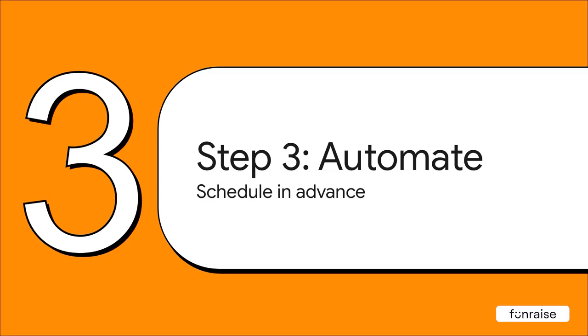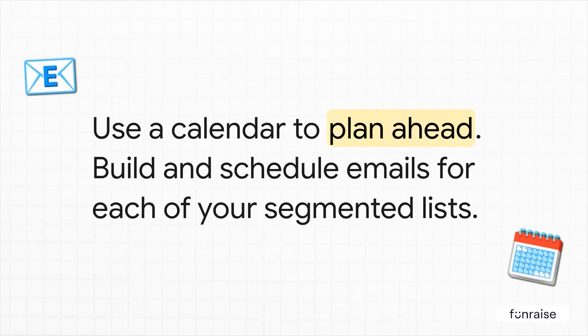And that brings us to the final step, step 3. This is where you get your life back. It's all about automation. By scheduling everything ahead of time, you can actually focus on engaging with your donors on Giving Tuesday instead of just staring at a send button all day. So where do you start? With a calendar. In fact, we've got a great one in our Funraise Giving Tuesday toolkit you can use.